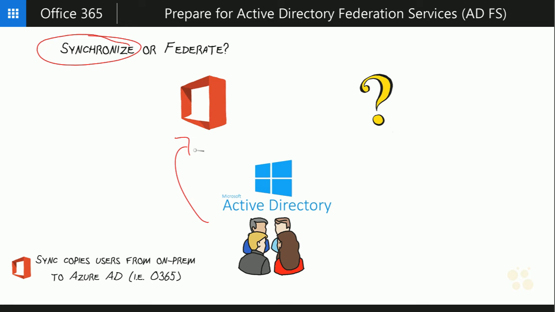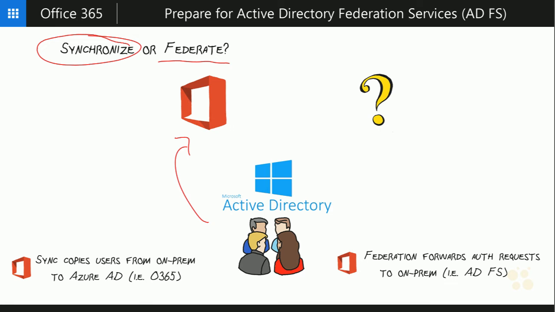But when we talked about that, I also mentioned something called federation, federating users. Federation is a little bit of a different way to capture the same basic process. Federation is all about forwarding authentication requests that come in down to your on-premise Active Directory service.